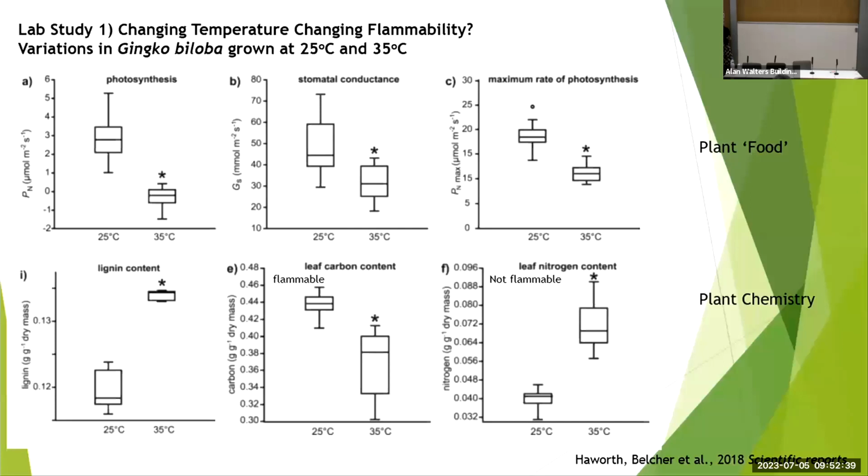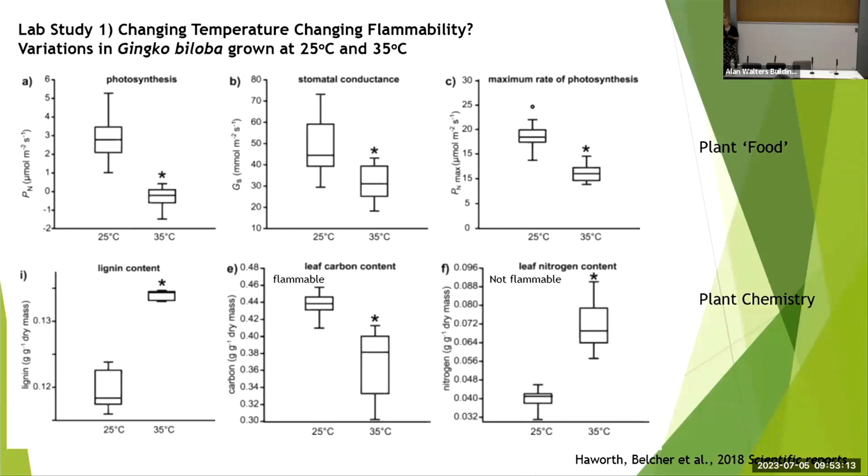So the first study is looking at changes in temperature and how those influence flammability. So here we've picked the living fossil Ginkgo biloba because we thought, if we can look at its changes through time, its changes in response to temperature, we can see maybe how it could change in the past and into the future. So in the top three box plots, I've got what I've called plant food because they're all photosynthesis type relationships. The left-hand boxes are grown at 25 degrees, the right-hand are at 35 degrees centigrade.